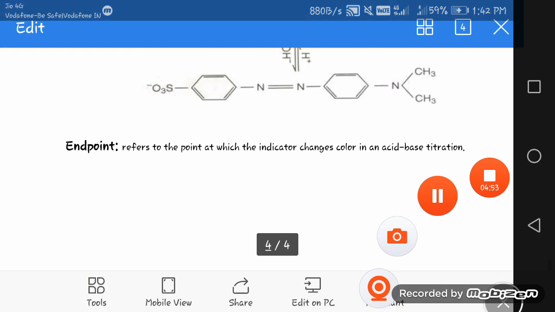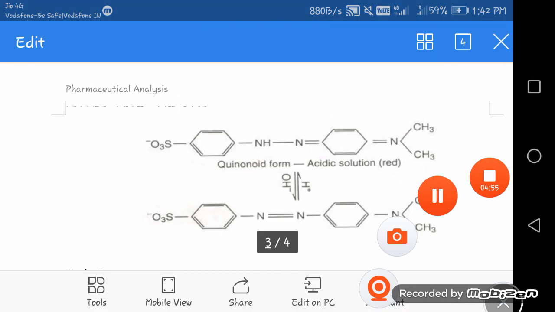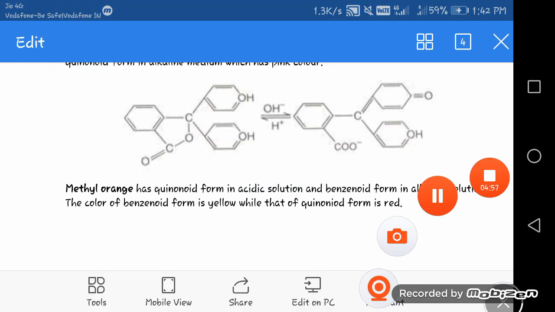So here we have seen many indicators and the properties of different indicators, about their color forms and their types. Hope you will understand this.